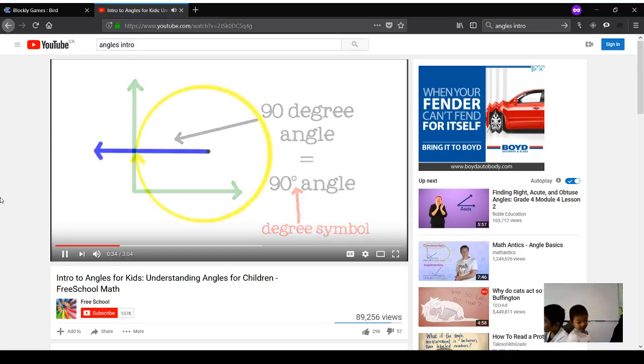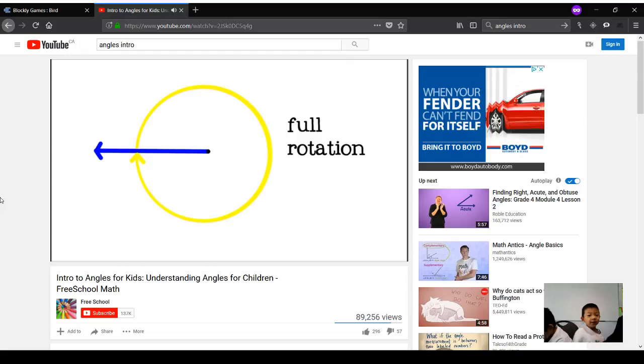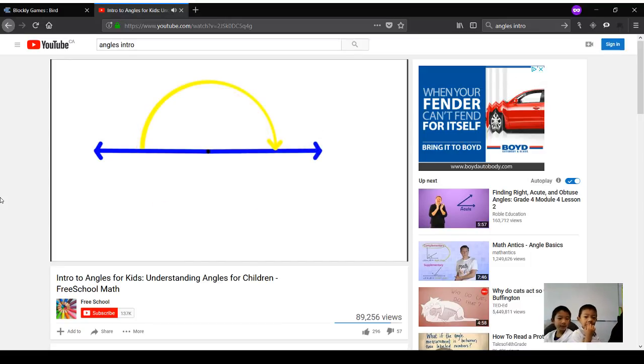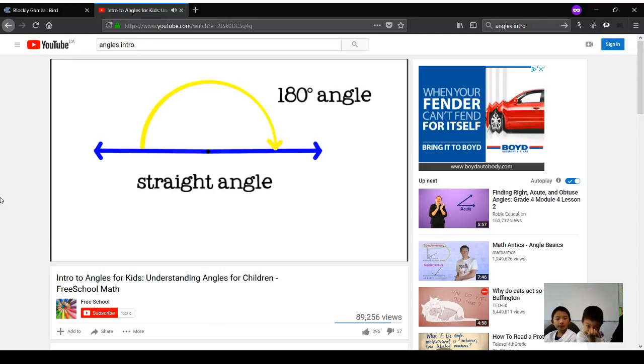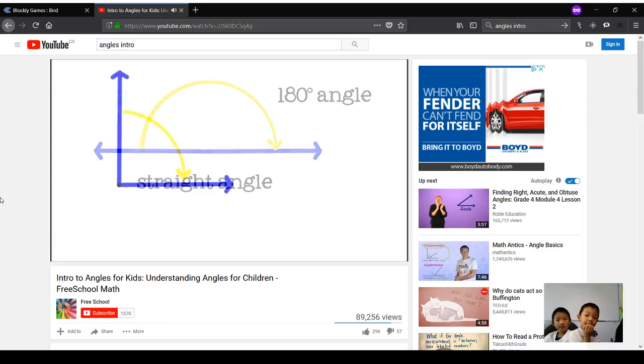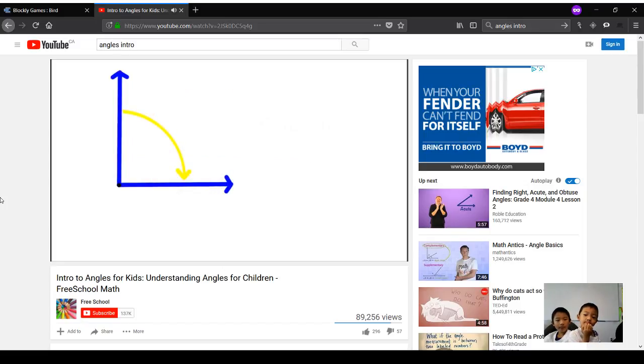How much to turn. A complete turn, also known as a full rotation, all the way back to the place it started, is 360 degrees. One half of a turn, which forms a straight line, is 180 degrees. One quarter of a turn is 90 degrees. This 90 is called a right angle.